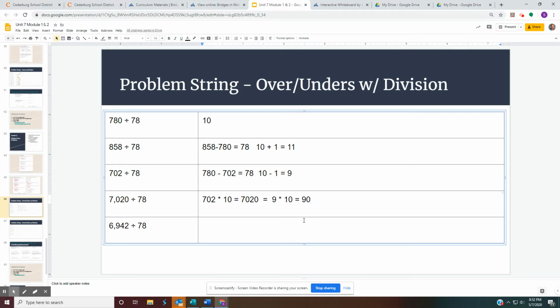See that? Pretty easy. But what about 6,942? Well, I'm not so sure. I don't know that answer. Can't figure it out. But I know what 7,020 divided by 78 is, right? That's 90. So why don't I take that 7,020 and subtract 6,942? What is that answer?